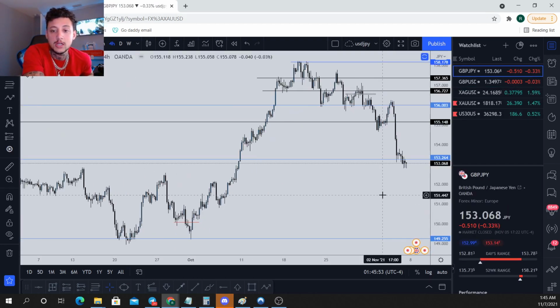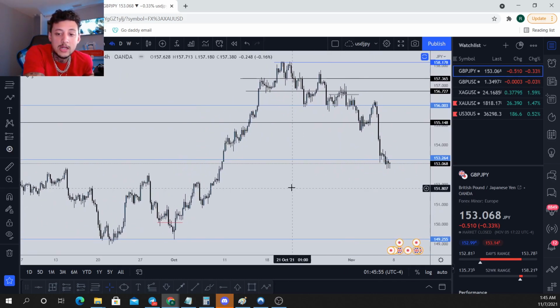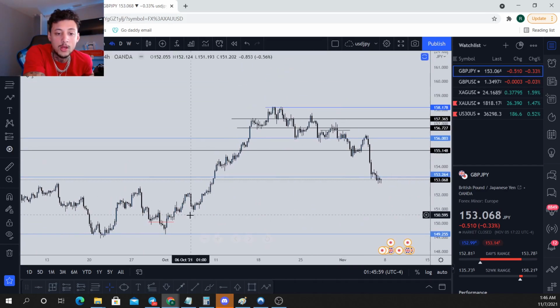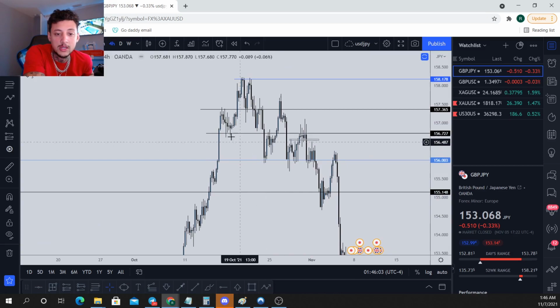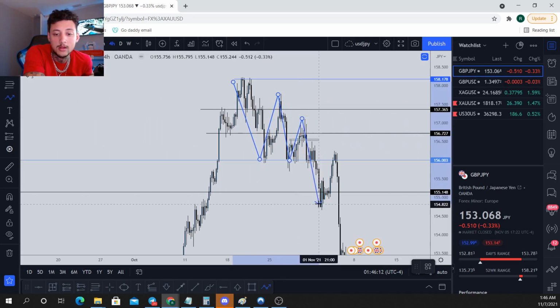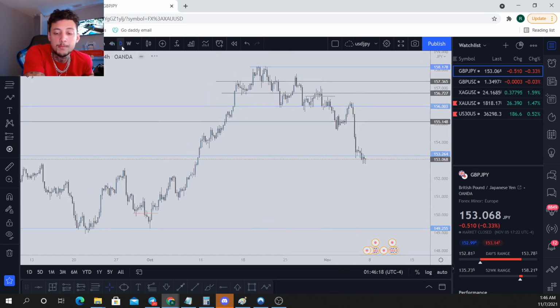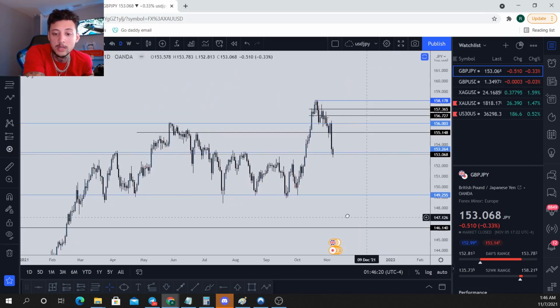Now, let's take a look at another example. Let's look at GJ here, right? Now, notice how price overall was in a very, very strong bullish trend, right? Notice how price went completely bullish and then broke this previous low that we have here. Now, notice the market structure after that. Lower high, lower low, lower high, lower low, lower high, and then price went all the way back down to make a lower low.